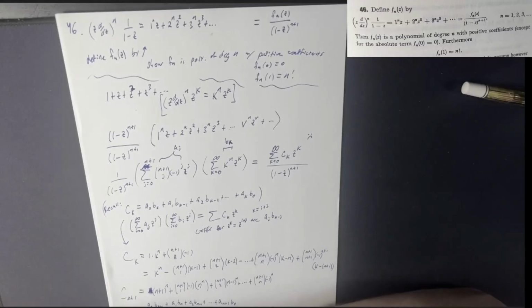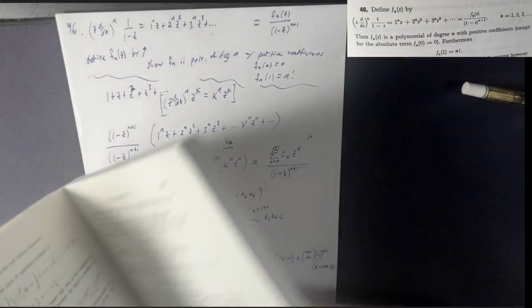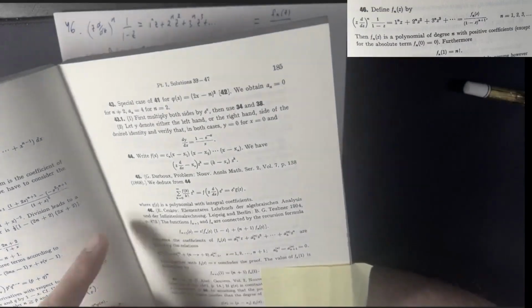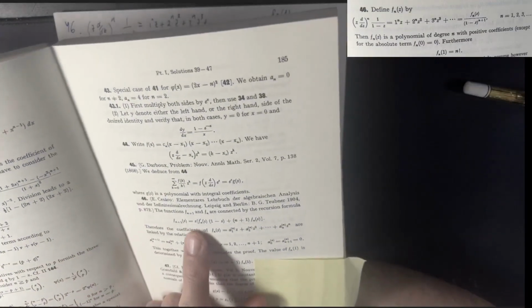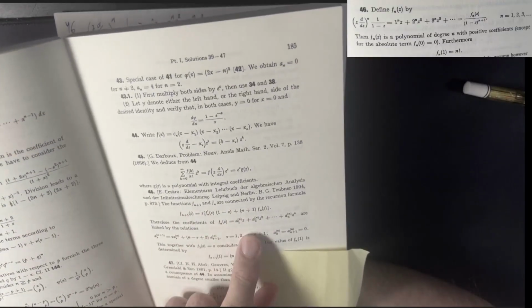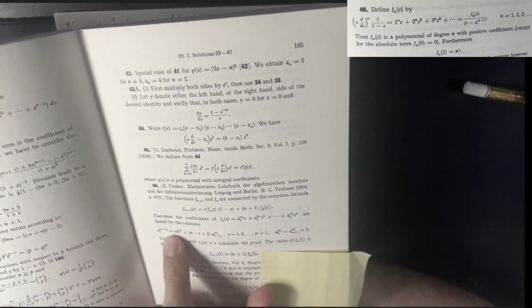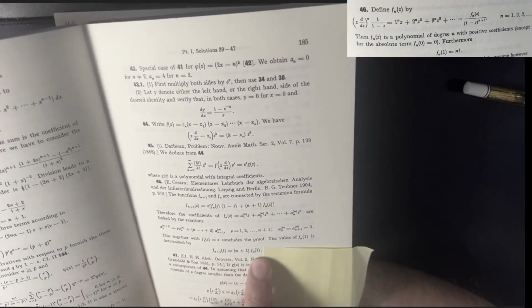All right. I should take a look at his answer because it is getting late. Yeah, did he do something more clever than what I did? We're looking at 46. Functions are connected by this recursion formula, and therefore blah. And he did not do at all what I did.